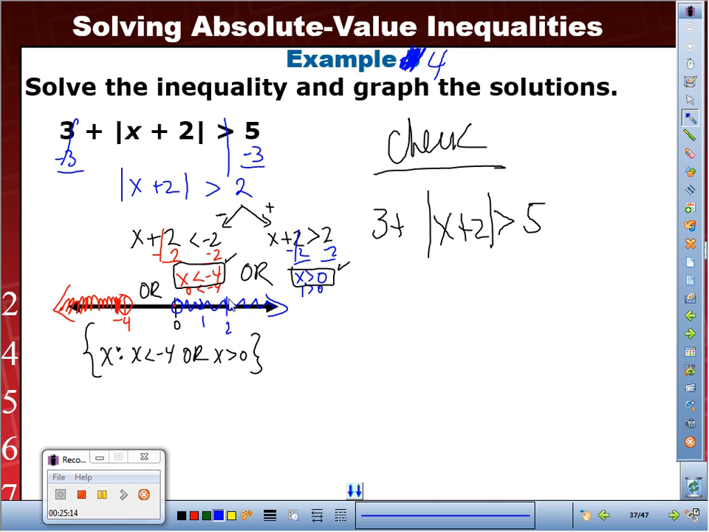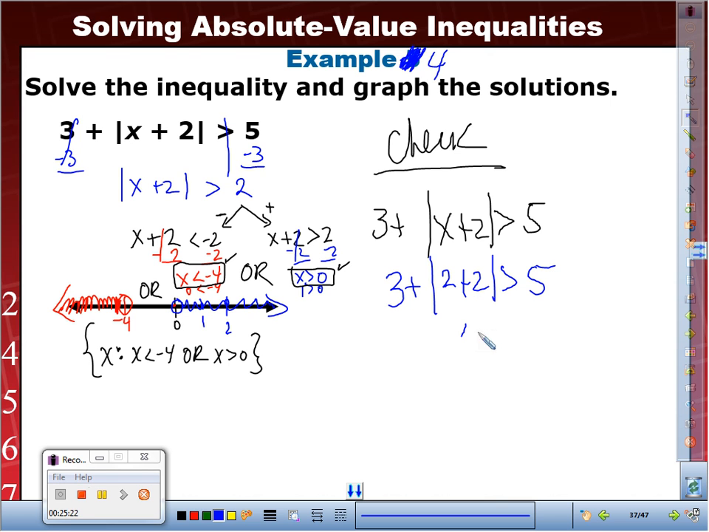So let's see. What is 2 plus 2? 4. What is absolute value of 4? 4. And this is 7. Is 7 greater than 5? Yes. What if I substituted a number from this side? Would it work? Of course it would work, because this is a solution for the other one. Let's see. What other number would I substitute for this side? I'm going to substitute negative 5.